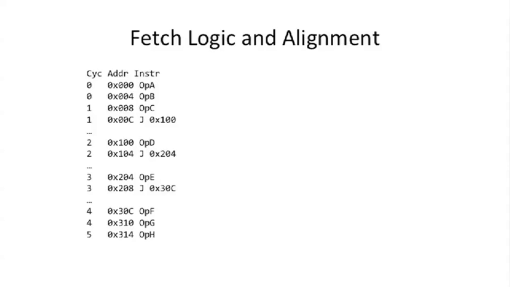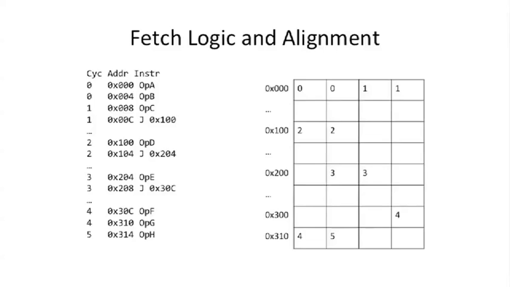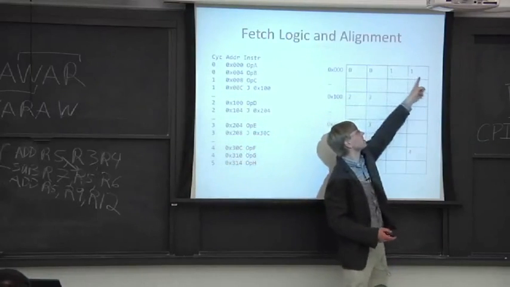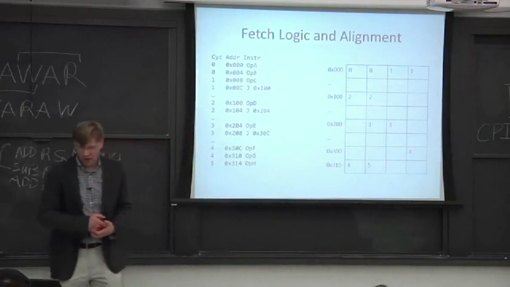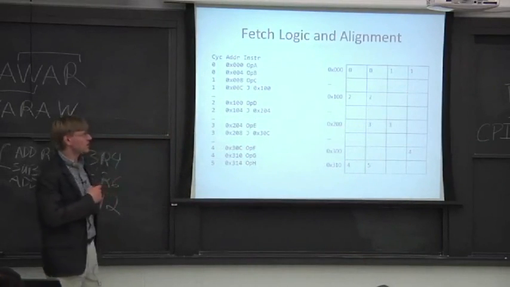This is the instruction. And we have a jump here to address 100 hexadecimal. And then we execute one instruction, and we jump to 204 hexadecimal. And then we execute one instruction and jump to 30C hexadecimal, and then we just execute some stuff. Here is our cache, and let's say the block size is 4 instructions long. And we're going to look at how many cycles this takes to execute.